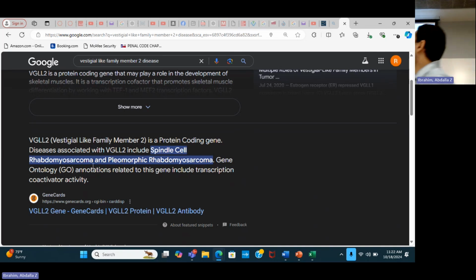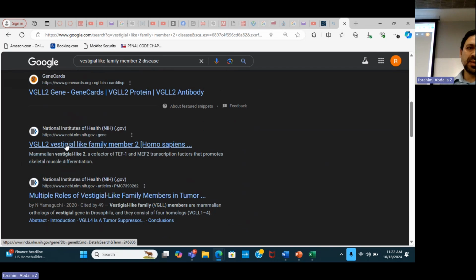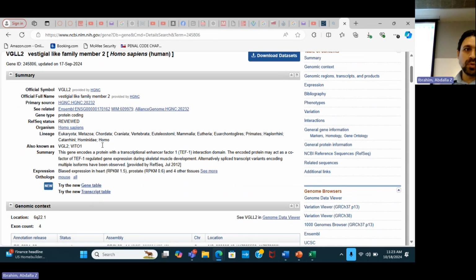So I would look into my gene and find a paper, not just Google or any type of AI. I find a scientific paper that talks about this gene, like this one, for example. That's not a paper, I think that's just a summary of the gene. It tells you what the gene is. It's a protein with a transcriptional enhancer factor. So what you want to find is just a couple of sentences about this.